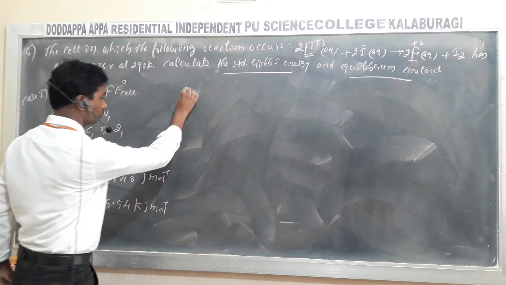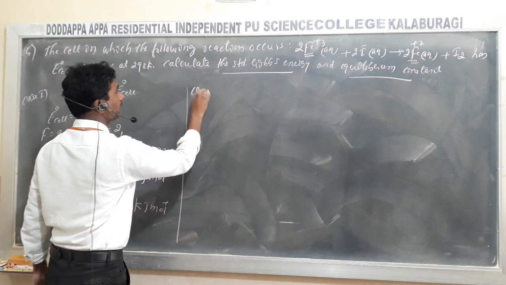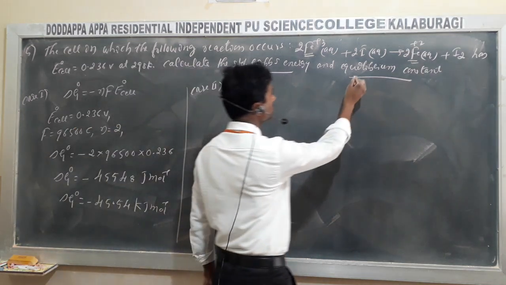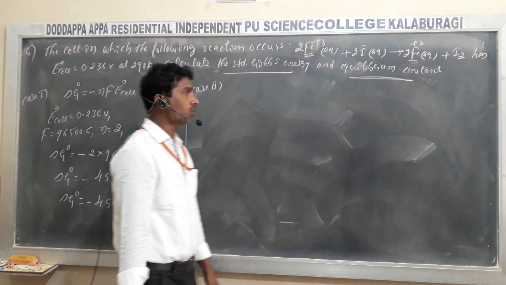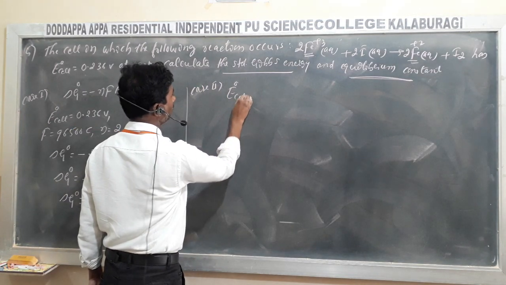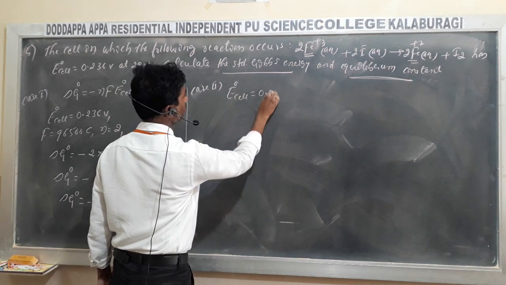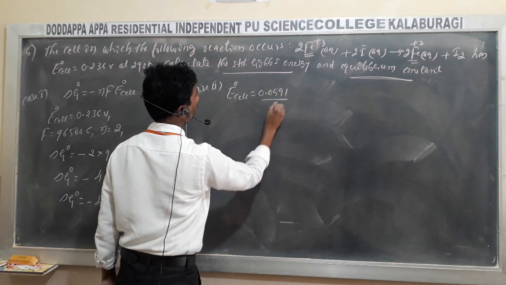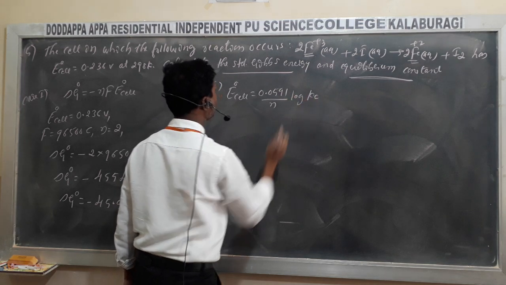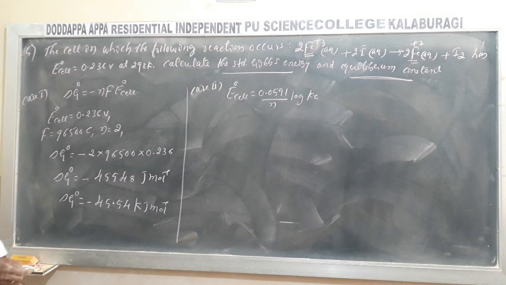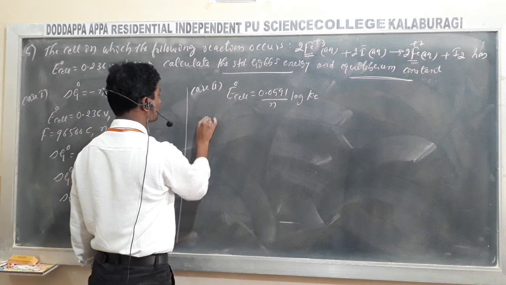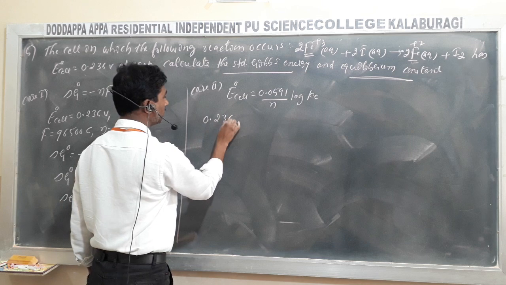So this is case 1. But what is case 2? In case 1, we found the standard Gibbs energy. In case 2, I have to find the equilibrium constant. What is the expression for the equilibrium constant? You know that E naught of cell is equal to 0.0591 divided by n, times log of Kc. So what is the E naught of cell? Already you know that, it is given: 0.236.